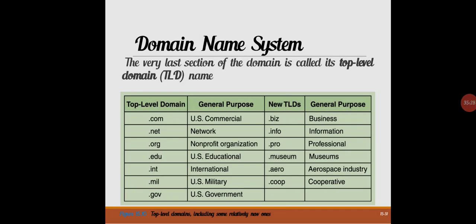Domain name system. The very last section of the domain is called its top level domain, TLD. Top level domain general purposes: .com, US commercial; .net, network; .org, non-profit organization; .edu, US educational; .int, international; .mil, US military; .gov, US government. New TLDs general purposes: .biz, business; .info, information; .pro, professional; .museum, museum; .aero, aerospace industry; .coop, cooperative.